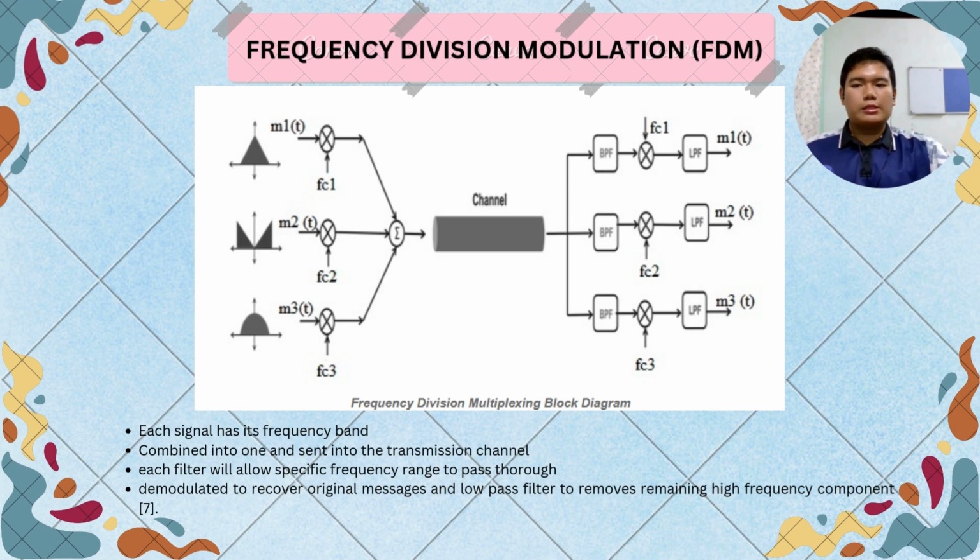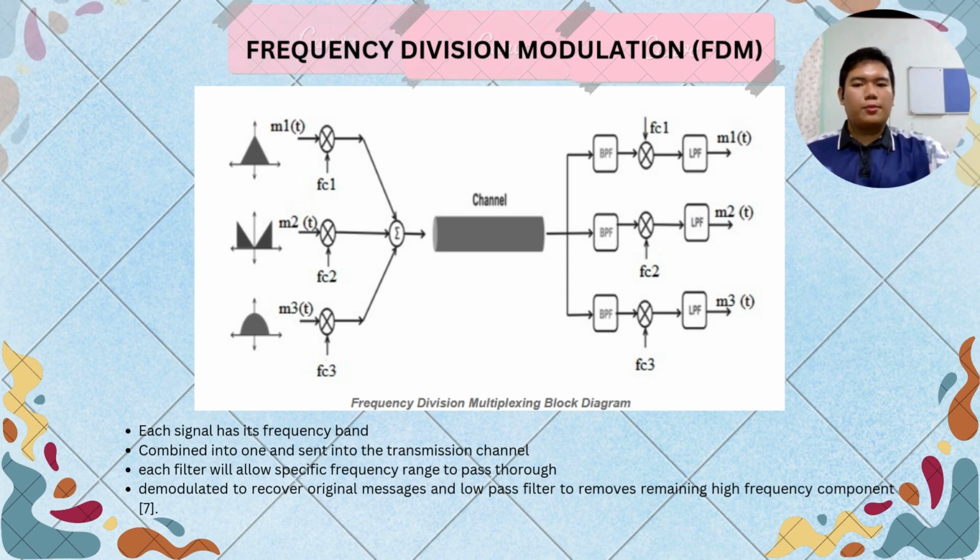The modulated signals are then combined using a combiner or adder. This creates a composite signal containing all three original signals, but now they occupy different frequency bands within the overall channel. The combined signal is then sent through the transmission channel. This could be a cable or any other medium that can carry the signal. The separated signals are then demodulated to recover the original messages, using a low pass filter to remove any remaining high frequency components.